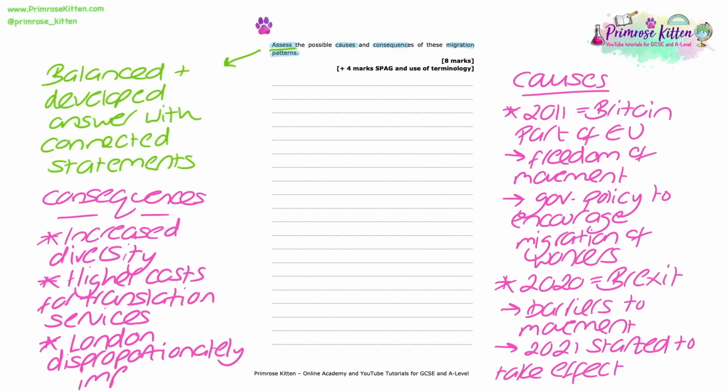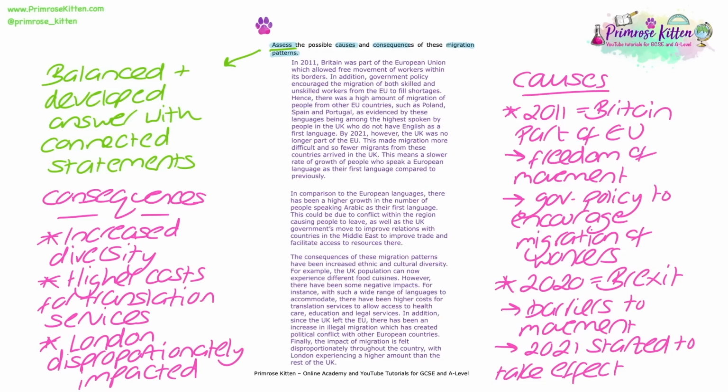A possible response to this question might then read that in 2011 Britain was part of the European Union, which allowed free movement of workers within its borders. In addition, government policy encouraged the migration of both skilled and unskilled workers from the EU to fill shortages. Hence, there was a high amount of migration of people from other EU countries, such as Poland, Spain and Portugal, as evidenced by these languages being among the highest spoken by people in the UK who do not have English as a first language.